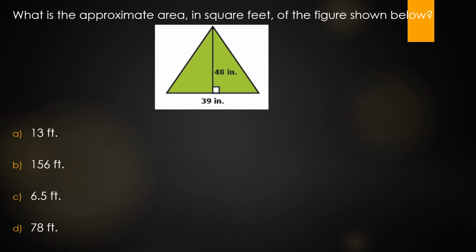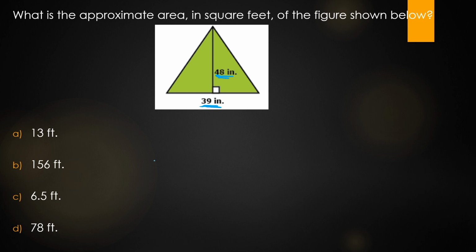Next question says, what is the approximate area in square feet? Okay, so I want to know what the answer is in square feet, but if I look, I am given inches. Right here is inches and here is inches. Because I'm given inches, I need to change to feet before I start multiplying and putting it into my formula, okay? That step is important. You cannot do it after. When you do it after, it does not give you the right answer, okay?